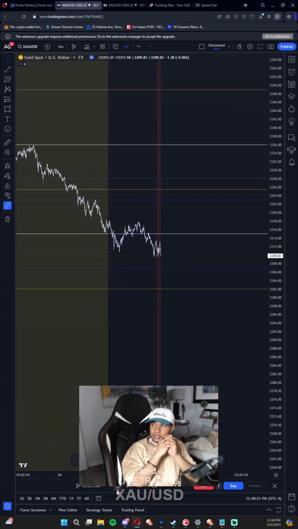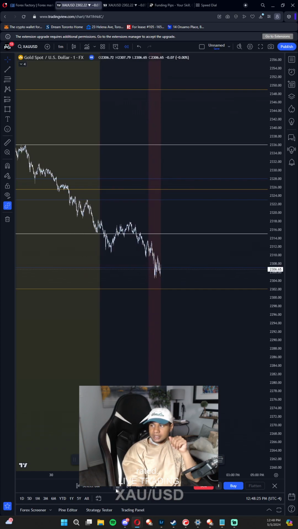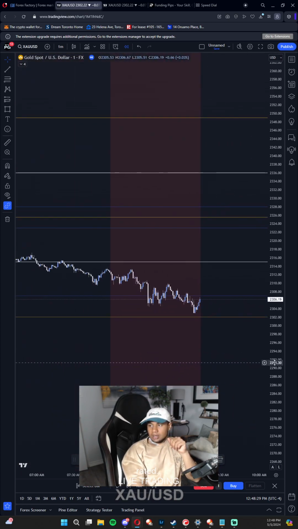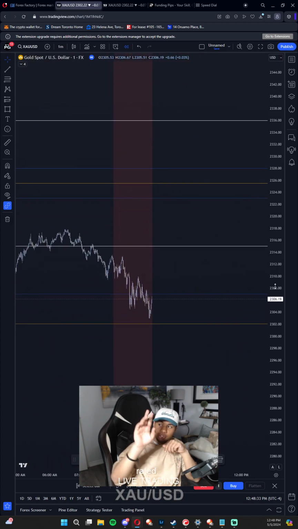New York session started. We're seeing rejection by the Asian low. And finally, we have hit the area of interest, which is a negative 0.618. Now, step 2 is to also find a break of structure.